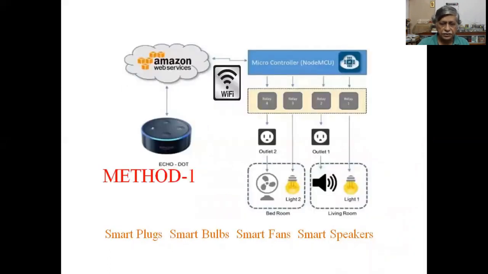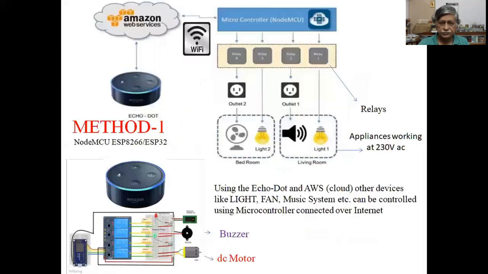Well, this particular slide shows the first method wherein you are using the Echo Dot, which is connected to Amazon Web Services. And then this in turn is controlled by a microcontroller, okay? And then by means of this microcontroller, which is available in the form of a smart device, we try to control the light of a bedroom or the fan inside the bedroom or living room. So this is the first method which uses Echo Dot along with the hardware, which comprises a microcontroller.